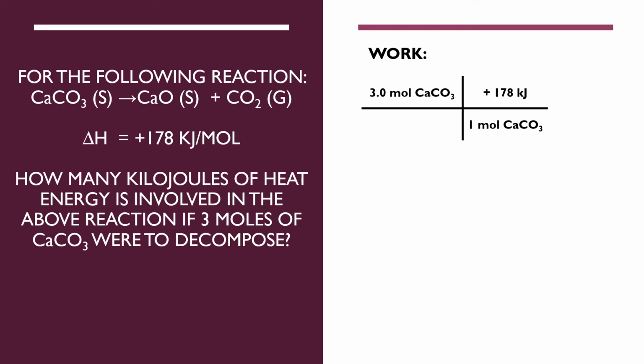Notice that our moles of calcium carbonate will cancel both on top and on bottom, so as we multiply across the top and divide by the bottom of our railroad track, we should be left with the unit kilojoules. So we're going to do 3 times 178, and that will give me a grand total of 534 kilojoules of heat energy that would be involved in this reaction.